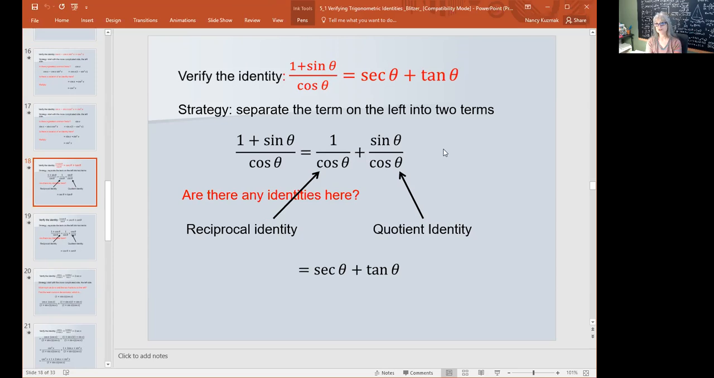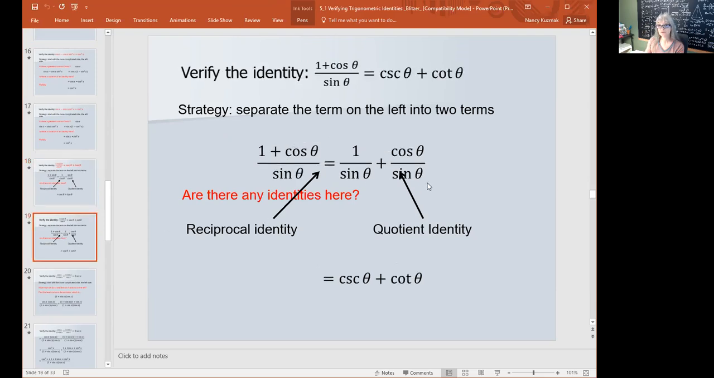You could have done it on the right-hand side too. If you looked at secant theta as 1 over cosine theta and tangent theta as sine over cosine theta, then you could have added the terms, right, because you have common denominators, to get 1 plus sine theta. So it depends what your eye sees as difficult and what somebody else's eye sees as difficult.